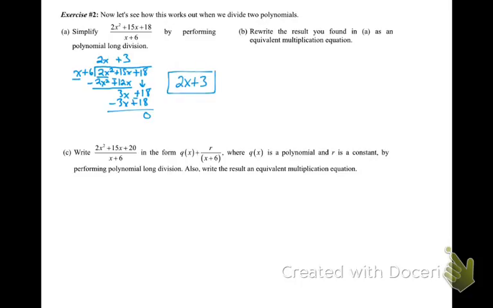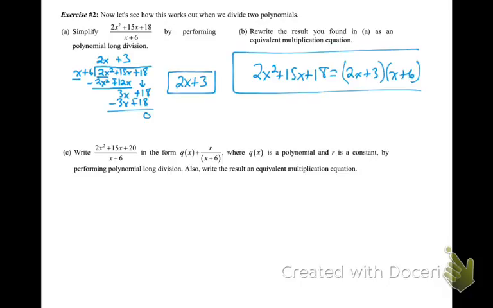Now what that means is that the numerator could have been factored into one factor being 2x plus 3. So if you write this as an equivalent multiplication equation, 2x squared plus 15x plus 18 is equivalent to 2x plus 3 times x plus 6. There was no remainder. We don't have to add anything to it. Pause the video now and write down anything you need to.